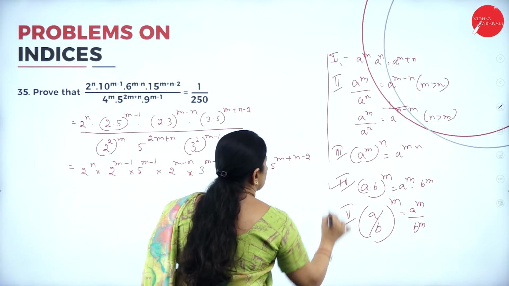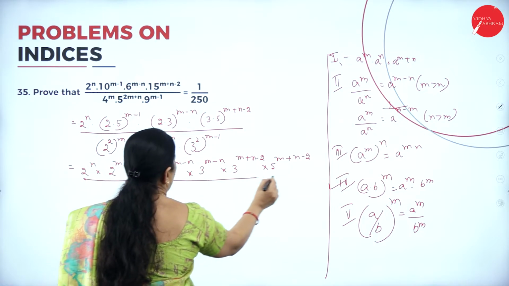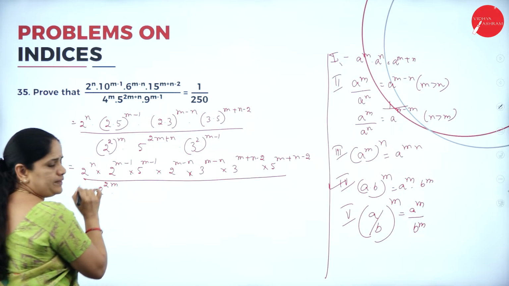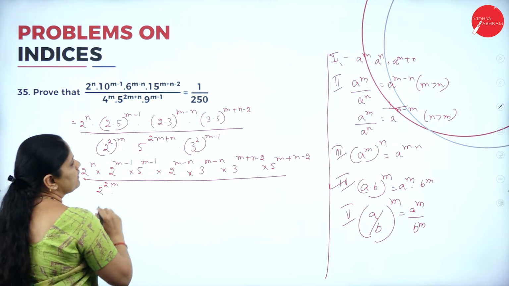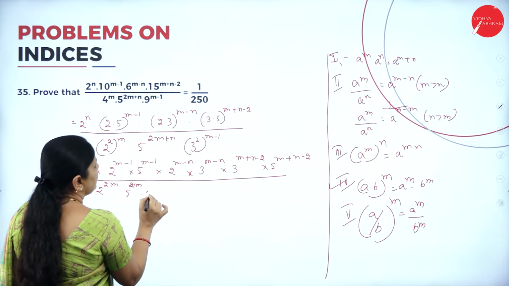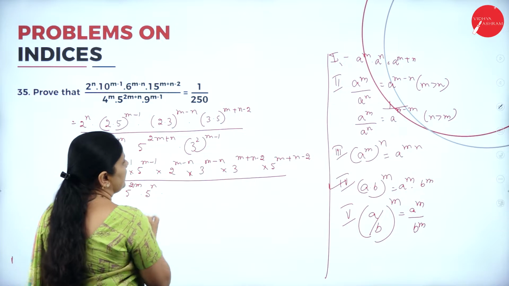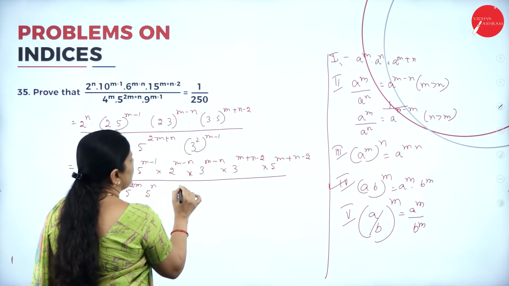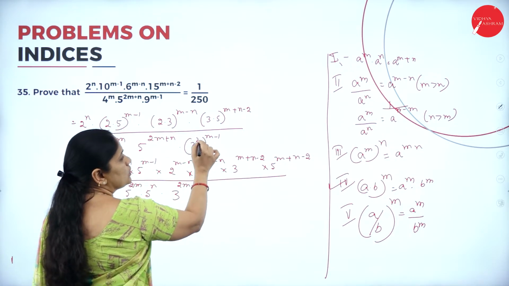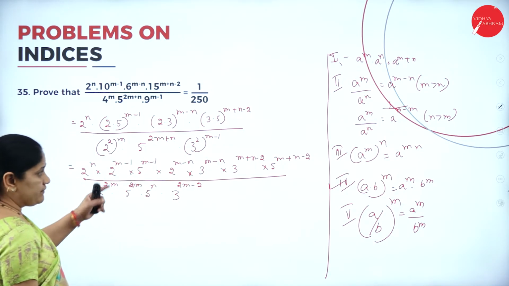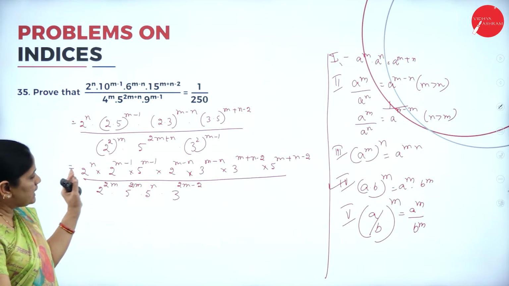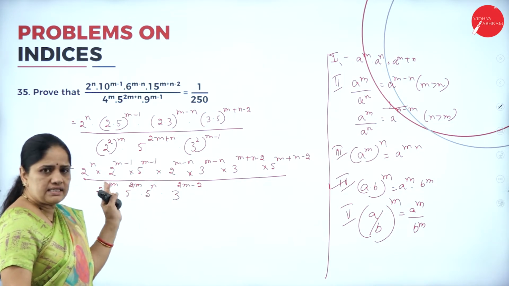So, next, in the denominator, we will be having 2 to the power of 2m. Then 5 to the power of 2m plus n, it can be written as 5 to the power of 2m into 5 to the power of n, into 3 to the power of 2m minus 2. So, 2 into m is 2m, 2 into 1 is 2. Now, I will simplify it further. So, in the further simplification, I will segregate all the 2's, the 3's and the 5's.